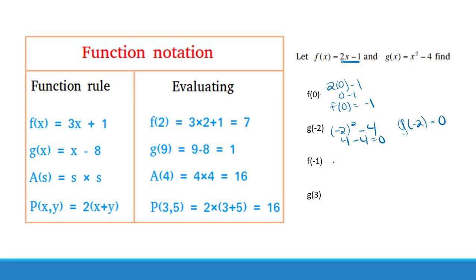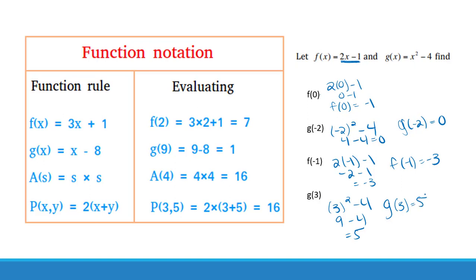If I plug in negative 1 here in the f of x function, this is 2 times negative 1 minus 1. So this is negative 2 minus 1, which is going to give you negative 3. So f of negative 1 is negative 3. And then finally it wants me to plug in 3 for the g function. So I've got 3 squared minus 4. So this is 9 minus 4, which is going to give me 5. So g of 3 is equal to 5.